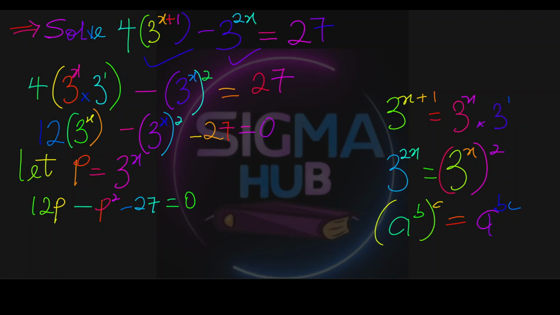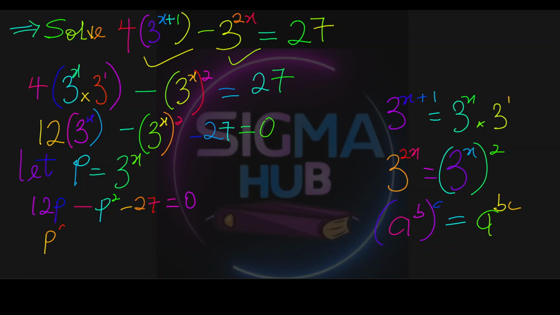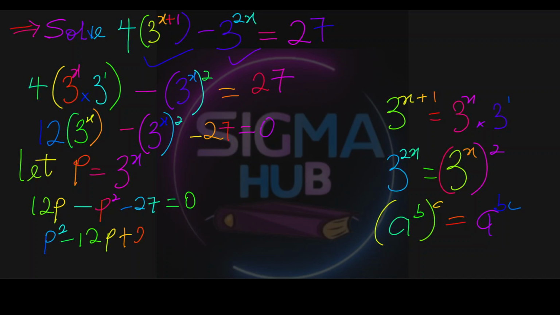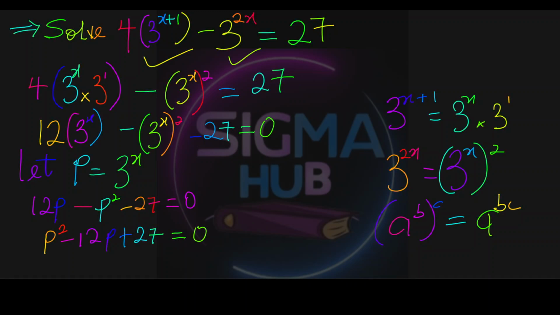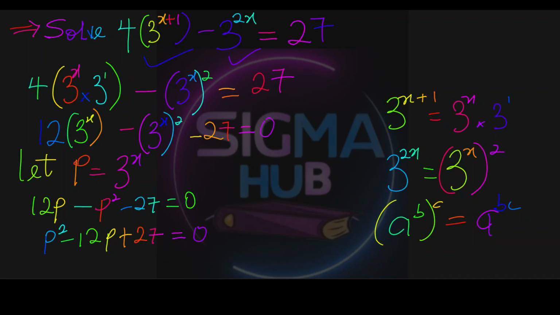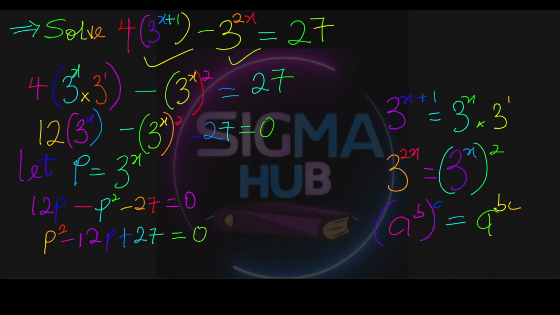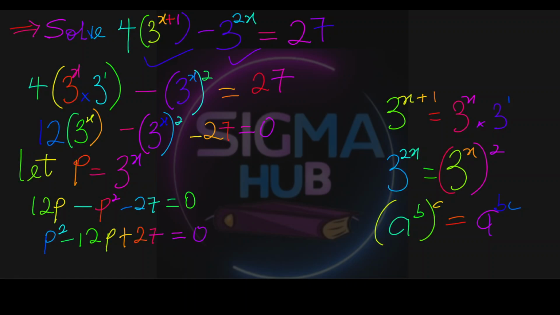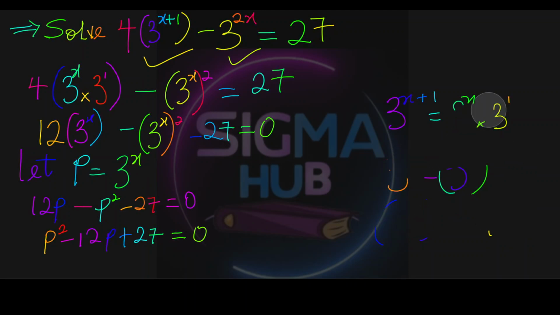Of course, I can rearrange everything by saying p squared minus 12p plus 27 equal to 0. That is, those ones that are having negative become positive, while those ones that are having positive become negative. So minus p squared becomes p squared. In that case, it means 12p will become minus 12p, and minus 27 would become plus 27. So with this, we can solve the quadratic equation.